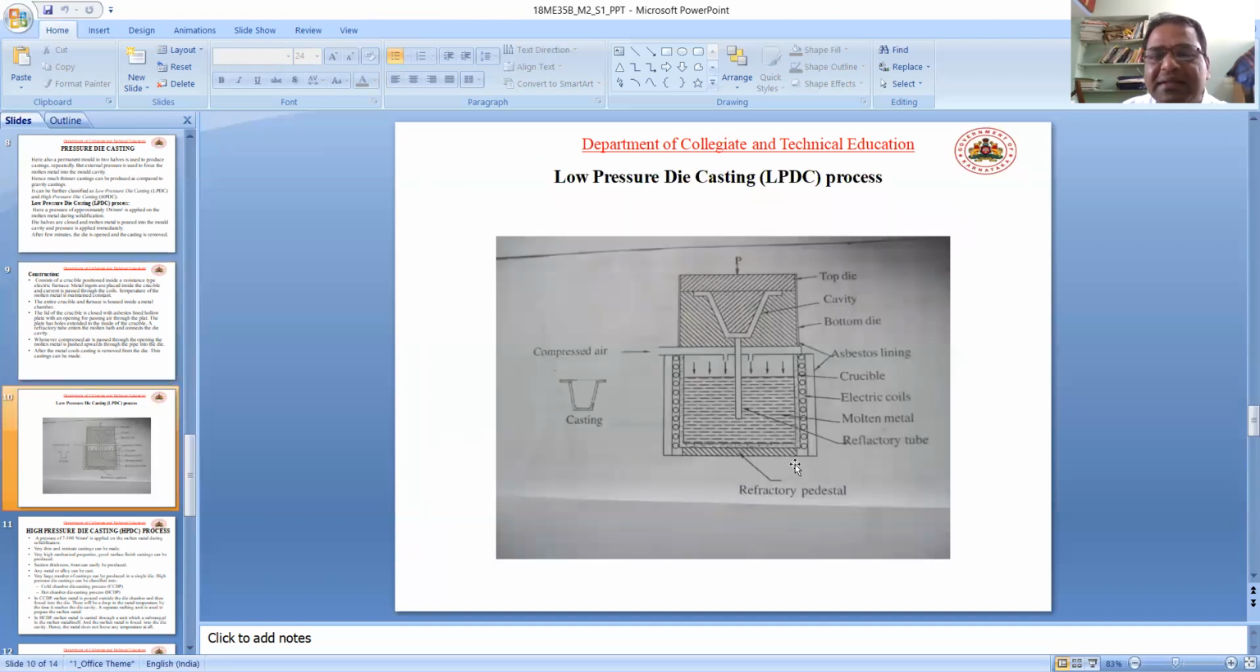So in this diagram, the crucible is there, and compressed air will push the molten metal into the casting cavity. Once the molten metal occupies the cavity, you allow it to cool and solidify, and then you remove it. This is the casting.